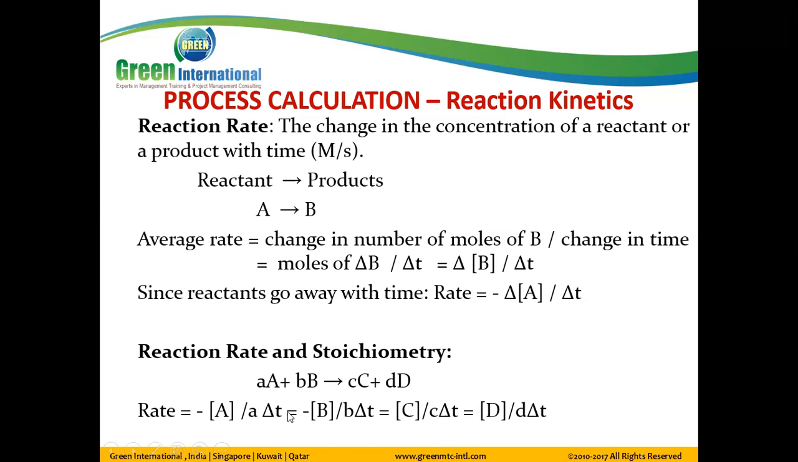In the same way for this kind of chemical reaction, you have A plus B, where these two are reactants and these two are products. And this is the rate: minus delta A divided by a delta T, then minus delta B, that's a change in number of moles.